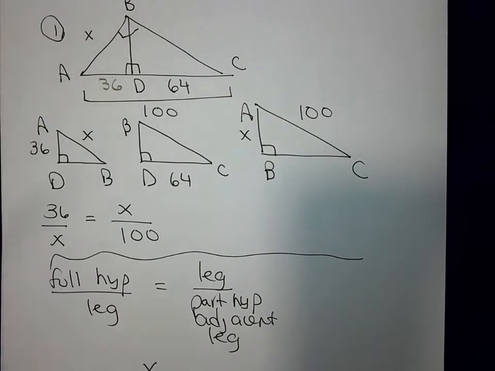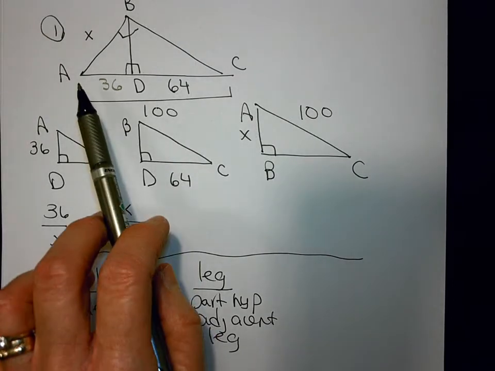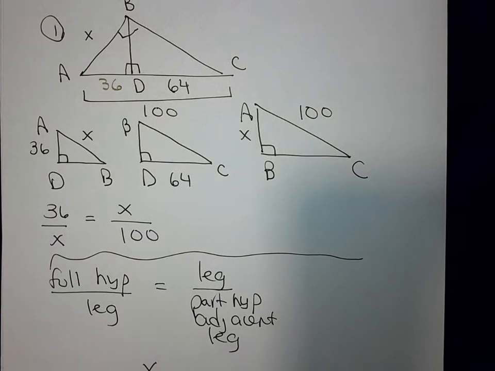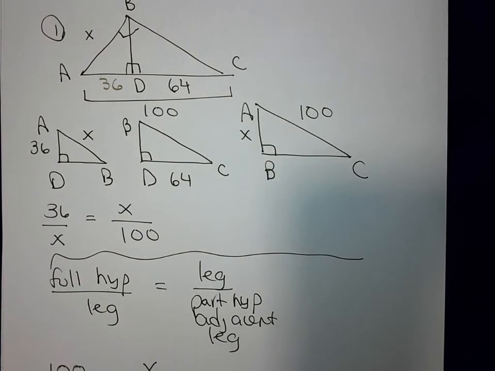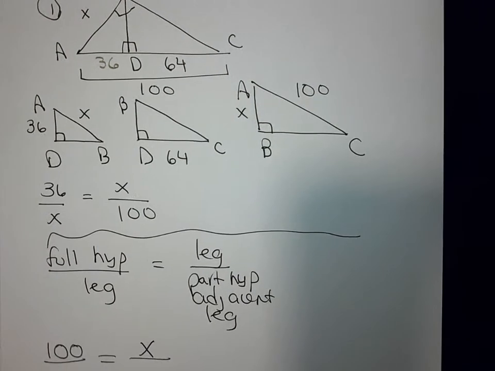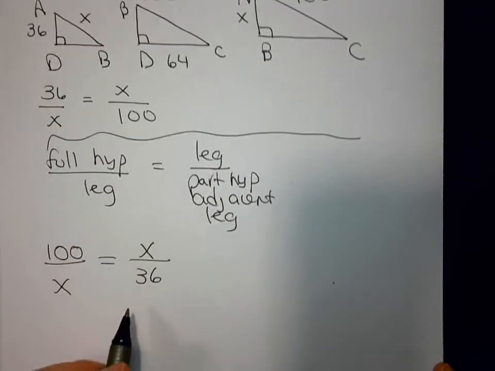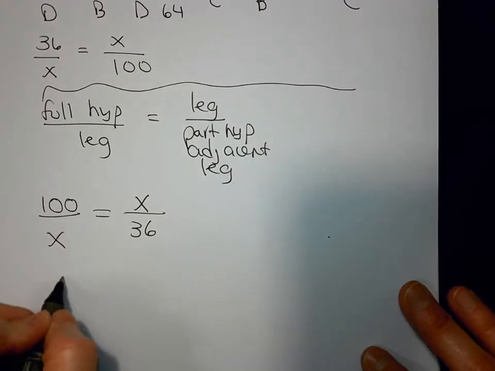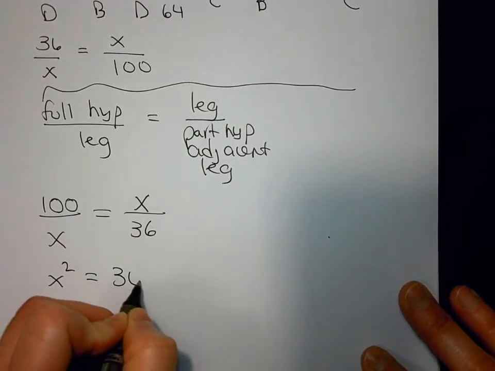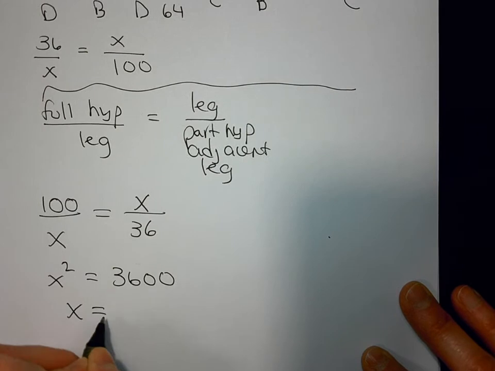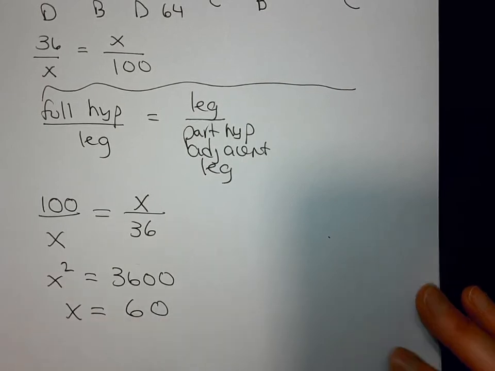Okay, so then we need our full hypotenuse, so then we need the A to C, so 100, and I'll bring that equation back up. Then we need the part of the hypotenuse that's adjacent to the leg, so that would be our 36. So we're going to end up with the same equation. So X squared is 3600, so X is 60.